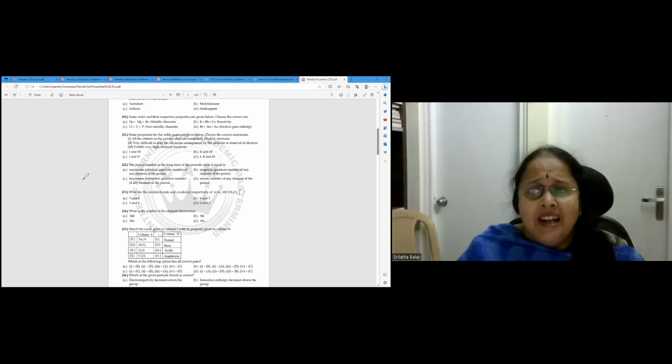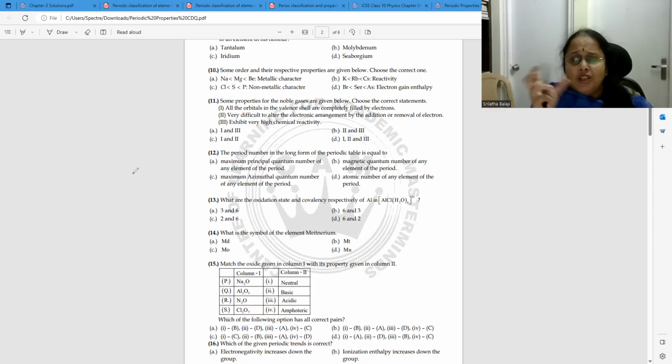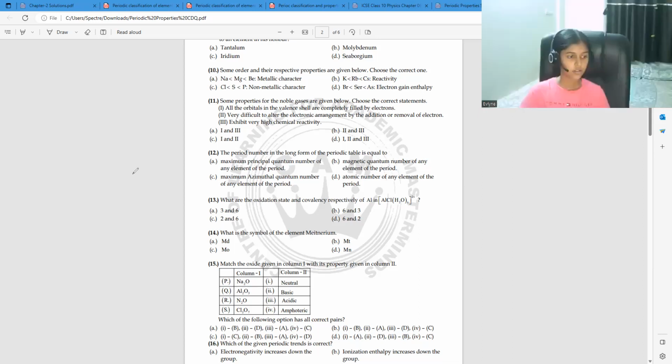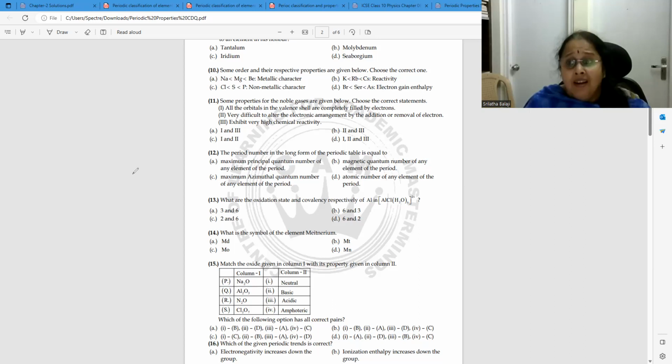Did you note yesterday, when we were discussing the features of periodic table, what the period number is equal to? I would have used one word, valence shell. So what is valence shell giving you? The maximum n value, principal quantum number value. Okay. 12 is A.